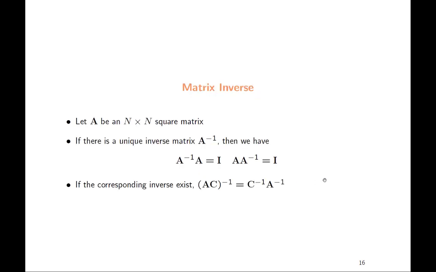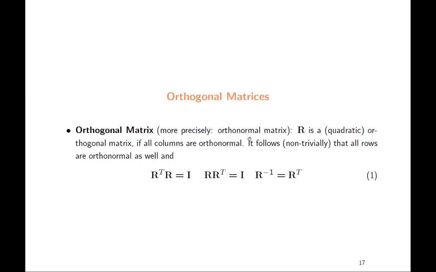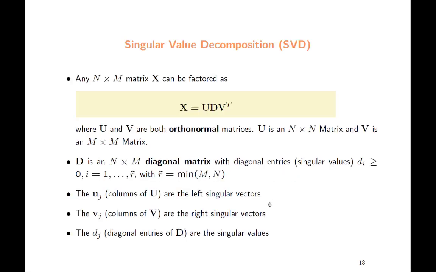An inverse of a matrix, if it exists, you can multiply it on the left and on the right and get the unit matrix. This is applicable only for square matrices, n times n. And if the inverse exists, then you can also play with the inverse. So the inverse of A times C is the same as the inverse of C times the inverse of A, if these inverses exist. Orthogonal matrices have the property that if you multiply them by their transpose, they give you the unit matrix. In other words, the transpose is the same as the inverse in this case.